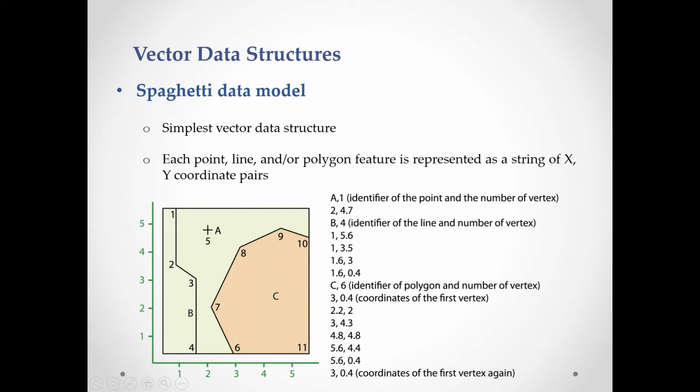Similarly, for this line, the points are 1 and 5.6, then 1 and 3.5, then 1.6 on the x-axis and 3 on the y-axis, and similarly 1.6 and 0.4. Similarly, for this polygon, these are the x and y coordinate pairs used for representing it.